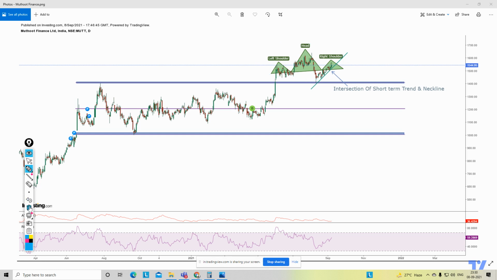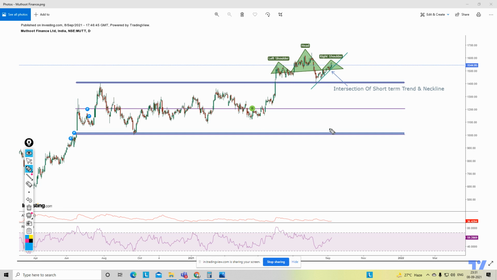At the same time, as you can see, there is an intersection between the short term trend and the neckline, which I mentioned over here. Therefore, if it breaks the neckline and this intersection within this range over here, the potential of testing this zone, which is 1400, is very, very high. Correct? So keep an eye on Muthoot Finance and draw the similar pattern.